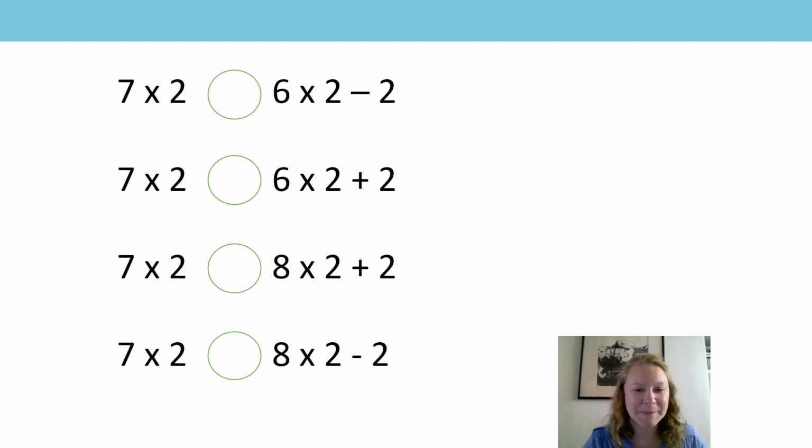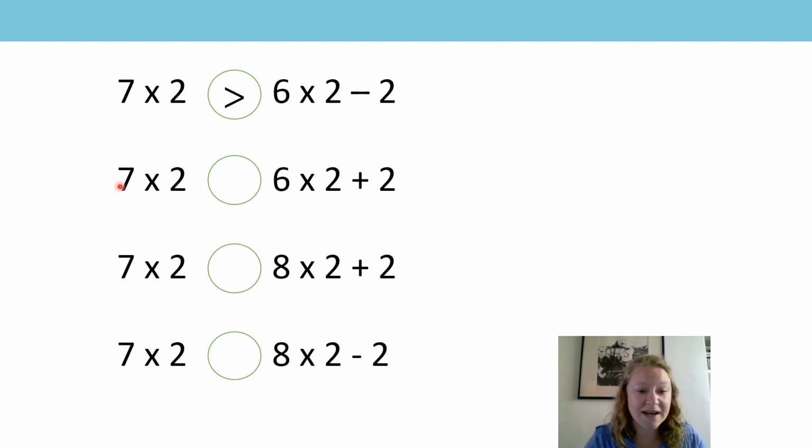Have a think. It's going to be greater, isn't it? 7 2s is greater than 6 2s take away another 2. The 6 2s was already less, wasn't it? But we've taken away another 2, so 7 2s is definitely greater. Let's have a look at the next one then.